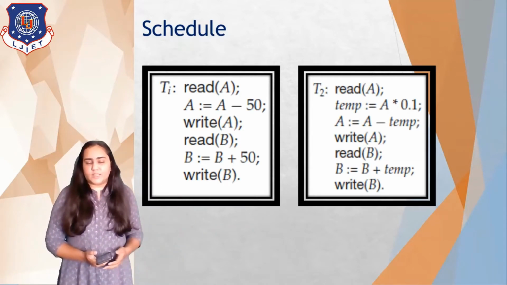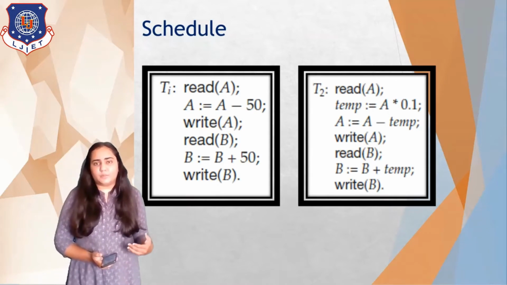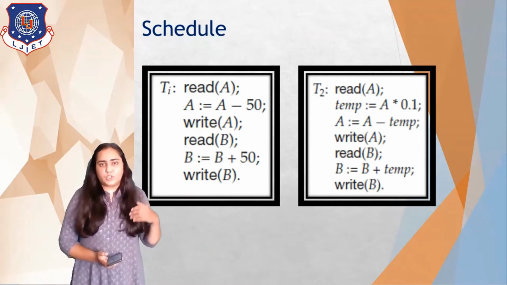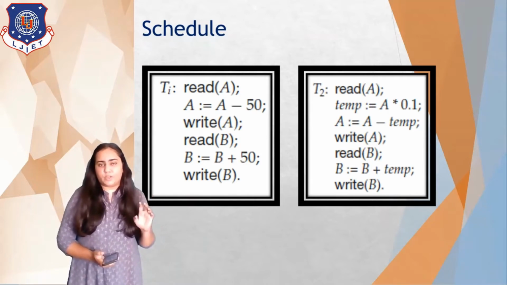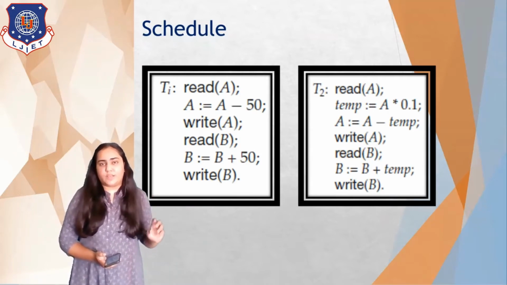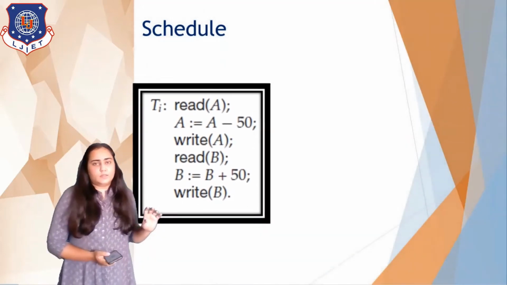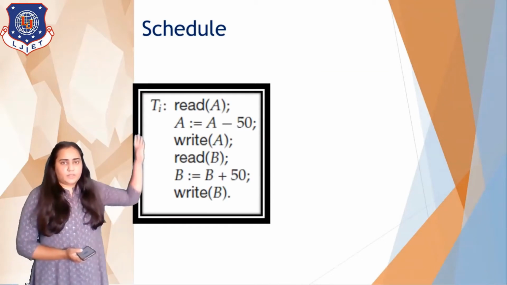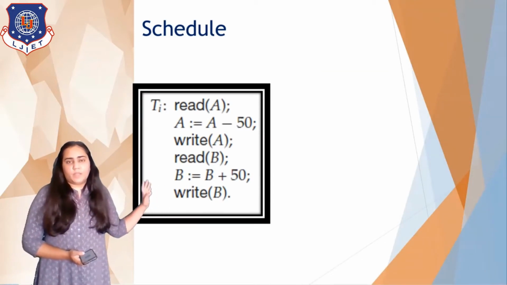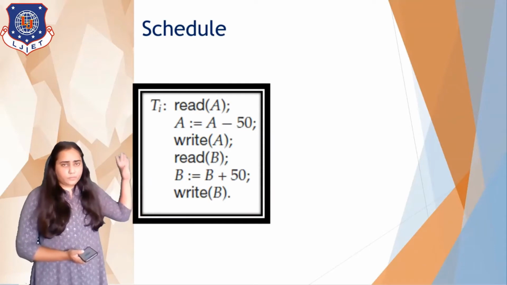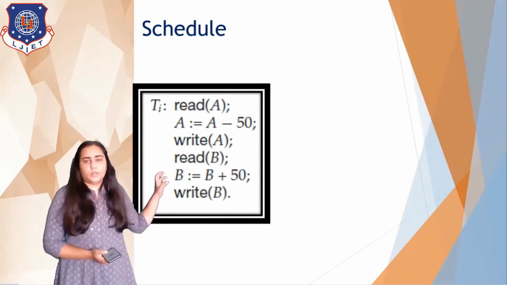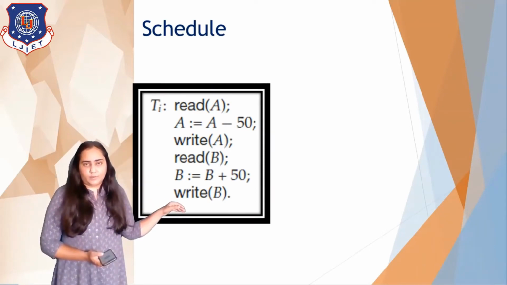Now, if both transactions have to take place or execute simultaneously in my system, then I need to provide a schedule for them, which is almost like a timetable, where I can tell which instruction, which operation will happen first and which operation will happen next. So that is how you can create a schedule. So in transaction T1, these are all the operations available. And what will happen here is these operations will be executed one by one.